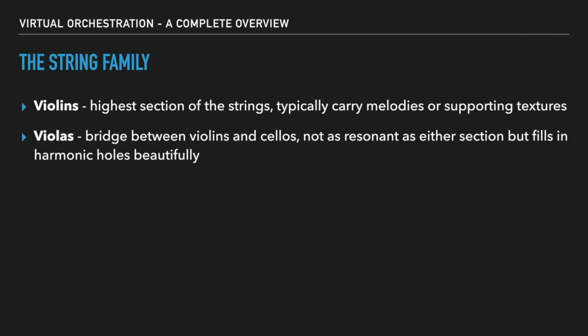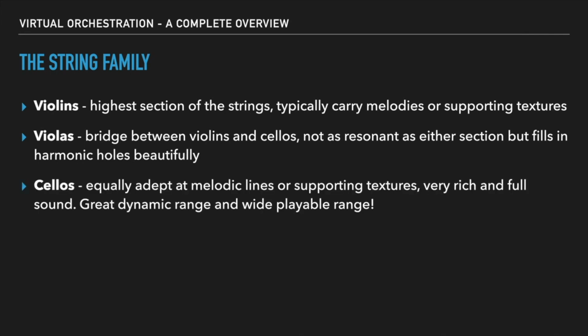So by resonant, I just mean the sound doesn't protrude or project and sing as well in a hall or in a space as the violins or the celli. Now, on the other hand, the celli are very good at both purposes of playing melodies or supporting textures, and they just have a very rich and full sound all around. They also have a great dynamic range and a very wide playable range, so they can reach pretty low notes and they can play very, very high notes, which is why celli are used so much for melodic purposes.